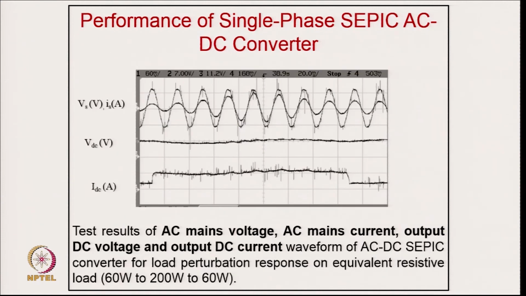This is the experimental result for a load change from 60 watt to 200 watt to 60 watt. You can see supply voltage and supply current are in phase, and when you increase the load from 60 watt to 200 watt, the current increases but remains in phase and remains sinusoidal also.